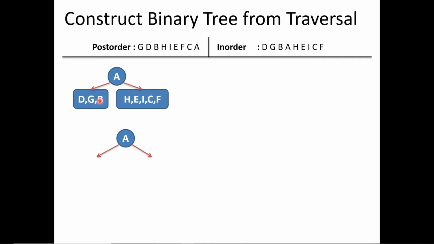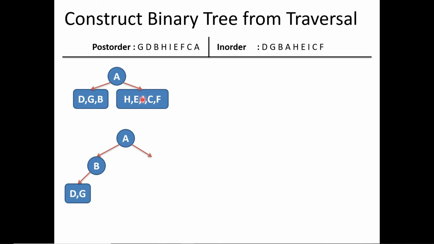DGB, right? So in post order we have to see which comes first from this side, right? So D, G and B. So we can say that B is the first from this right side. Okay, so now B becomes the root of this subtree, right? And D and G become the left subtree of this node B. Now B has no element on the right side, so the right side of node B is nothing.